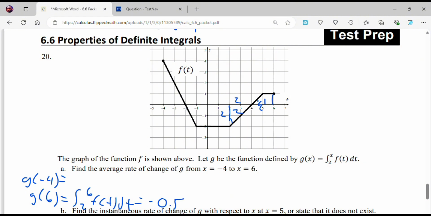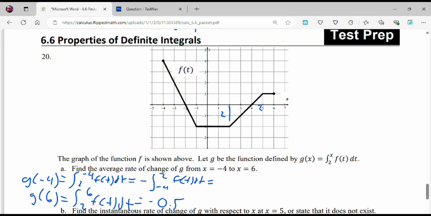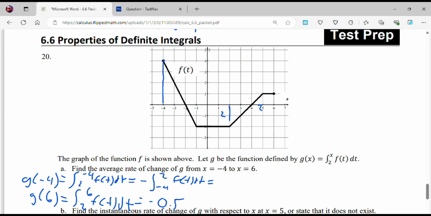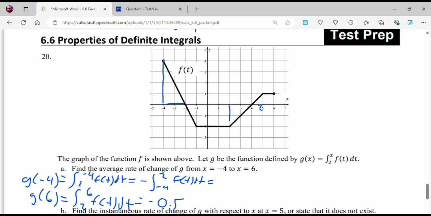Okay, g of -4 is the integral from 2 to -4 of f of t dt, which is equal to the negative integral from -4 to 2 of f of t dt. From -4 to 2, we're going to use that. Yep, that right there. Okay, perfect. Area of a triangle, 1/2 times base times height. Height is 4, base is 2, so 4 is our area.